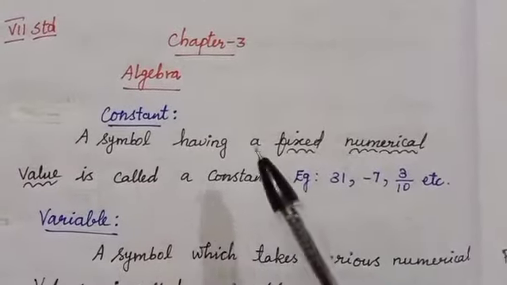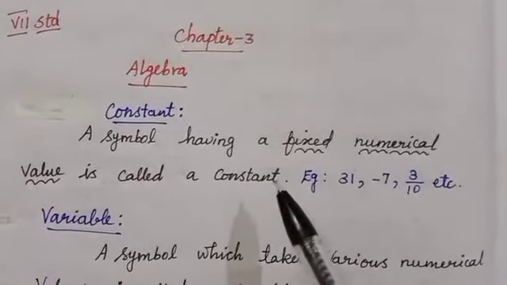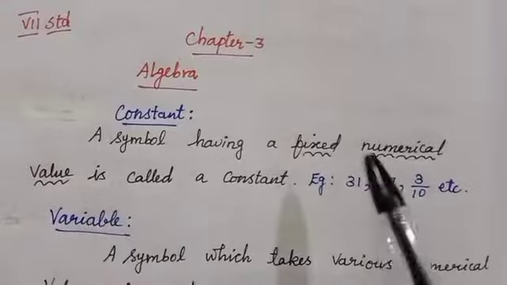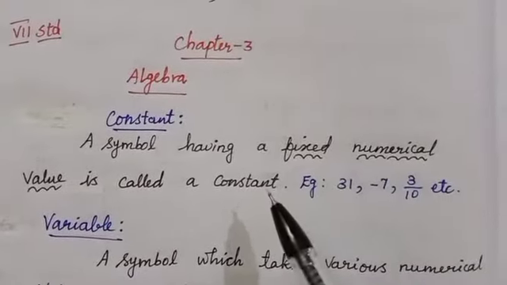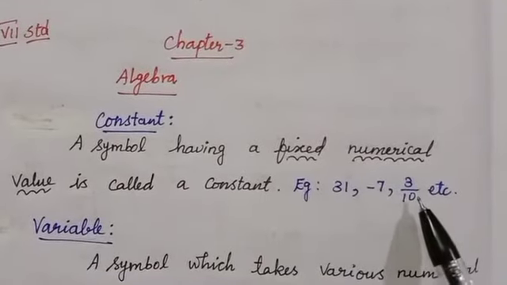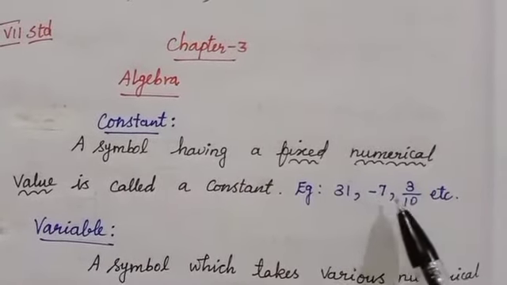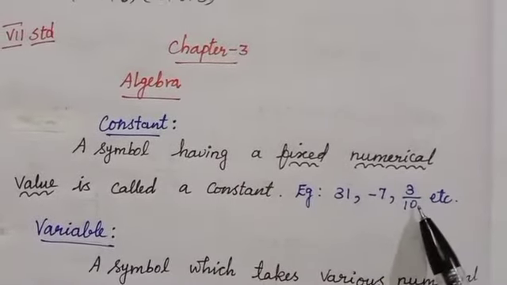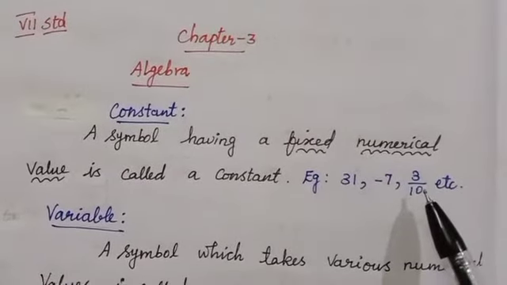A constant means a symbol having a fixed numerical value. Numerical means numbers. For example, all the numbers we consider as constants, such as 3, 1, minus 7, whether a positive number, negative number, fraction or decimal number. All of them we consider as constants.